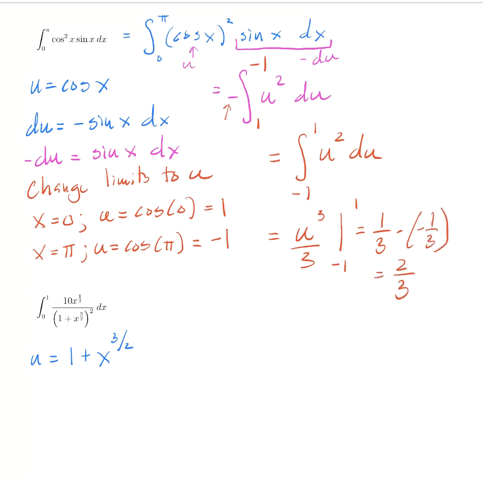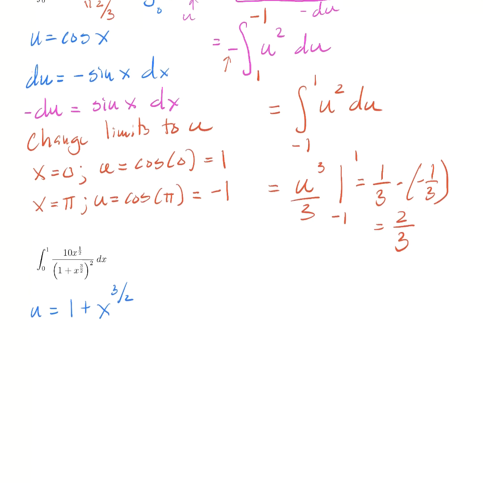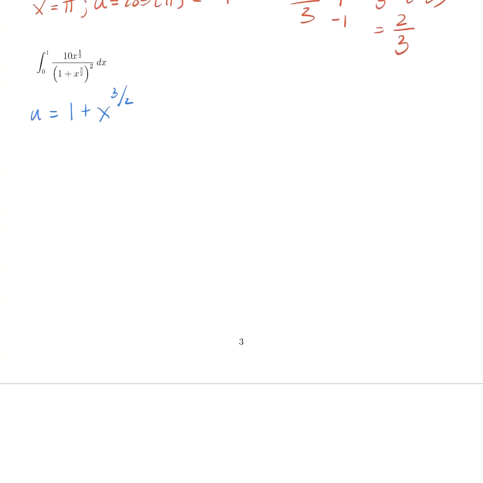or 2/3. So we just decided that the value of this integral from 0 to pi of cosine squared x sine x is 2/3. So that's the area between that function and the x-axis on the interval from 0 to pi. Okay, one more example here, and I'll do the same thing with the limits of integration. I really think it's the way to go when we are doing substitution.